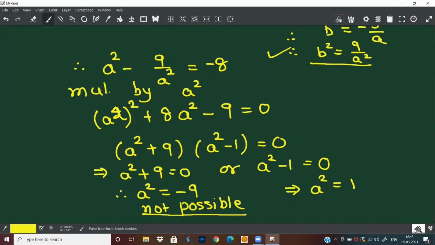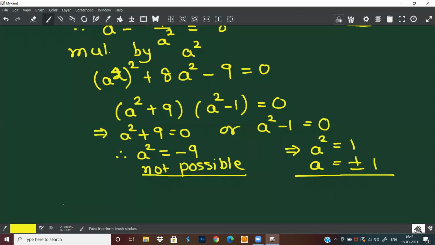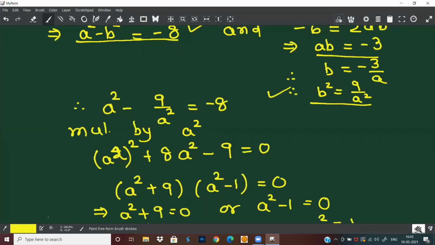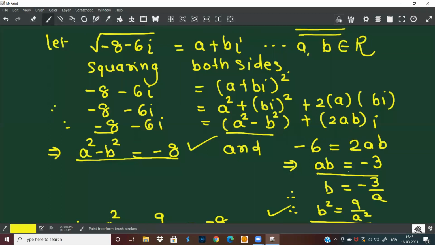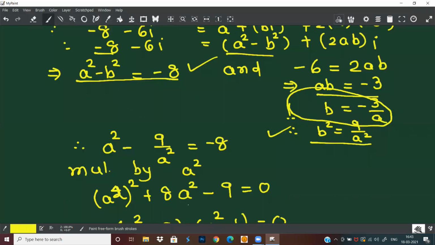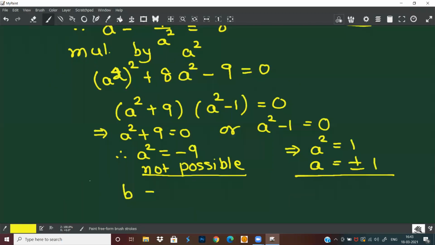Okay. So you got a as plus or minus 1. I think somebody has missed out on that plus or minus 1. Correct? Now what is the relation for b? Look here, b is minus 3 upon a. Correct?